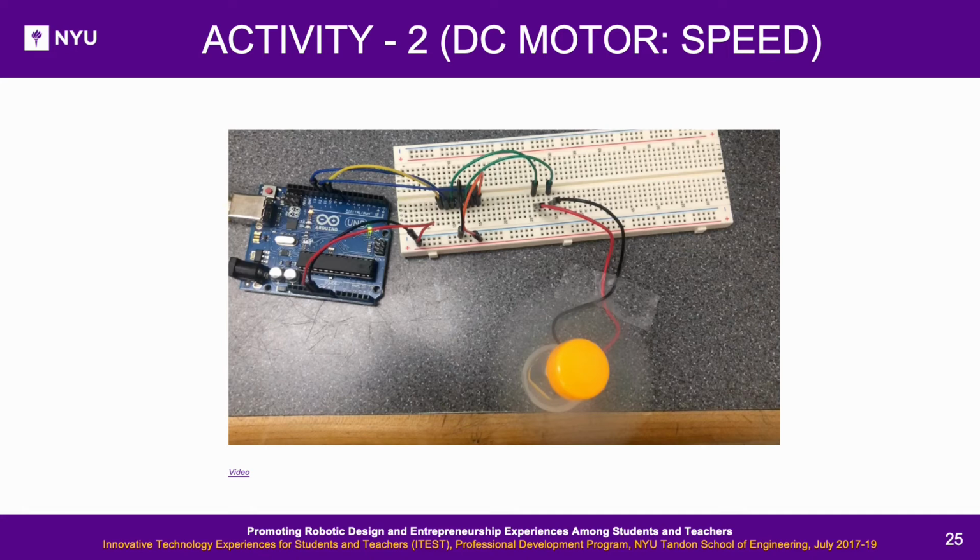Activity 2: DC motor speed control. Demonstration video. As expected from the program in the previous slide, this demonstration shows that the motor runs at almost full speed for 4 seconds, reduced to half the speed for 4 seconds, and runs at low speed for 4 seconds, and repeats the loop.